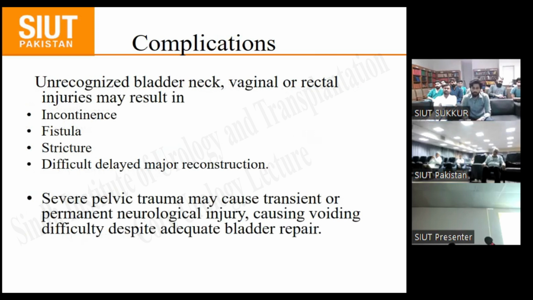In unrecognized bladder neck, vaginal, or rectal injuries, there can be very devastating complications. Patients can present with incontinence or fistula, which can be a vesicocutaneous fistula or a vesicovaginal fistula, depending upon which part of the bladder is injured, and it requires difficult delayed major reconstruction if it presents late. Severe pelvic trauma may cause transient or permanent neurological injury, causing voiding difficulty despite adequate bladder repair.